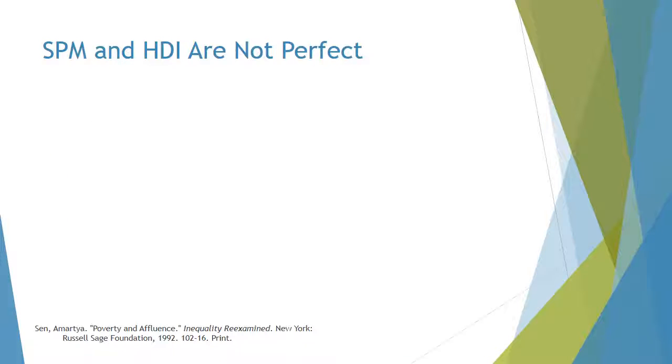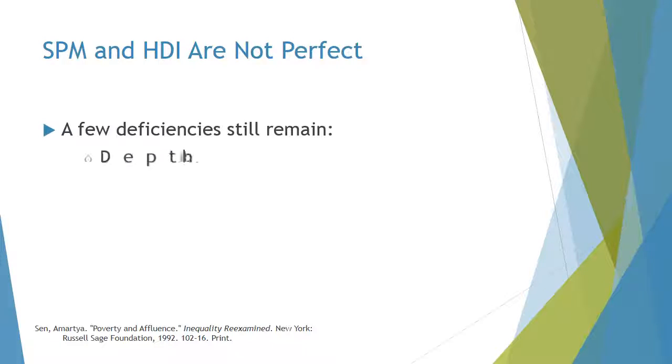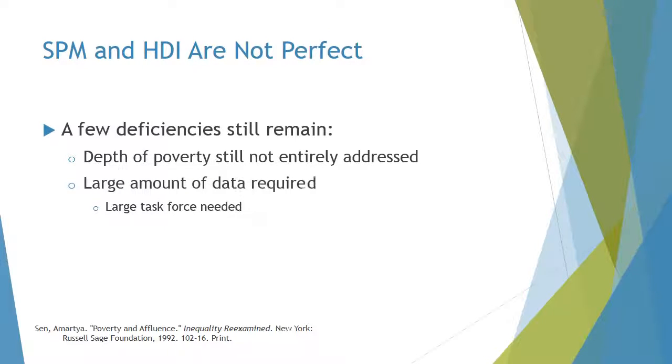The combined SPM and HDI method of measurement is not perfect, but does bring us closer to understanding the issue of poverty. Neither manages to solve the issue of determining the depth or degree of poverty, and both require the amassment of large amounts of data requiring a large task force. Furthermore, measurement from a capabilities viewpoint can still seem to many to be too subjective, so it may be an unappealing method to the public.